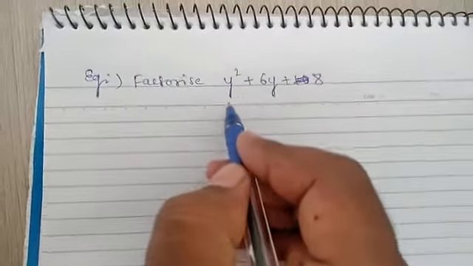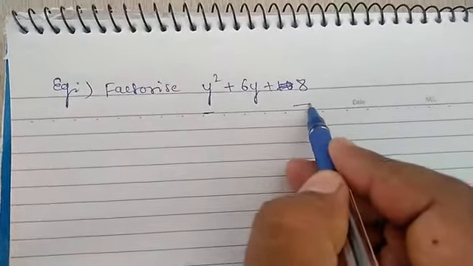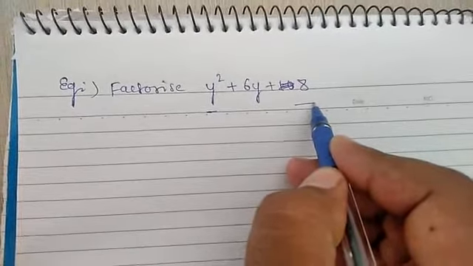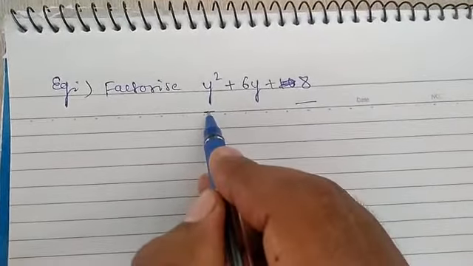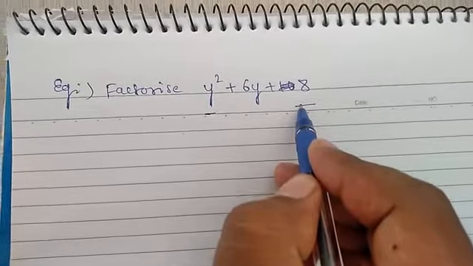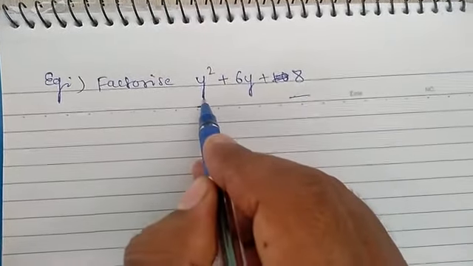First you have to check whether the first term and the last term are square numbers or not. See, y square is the square of y. 8 is not a square number. So only one term is a square number.